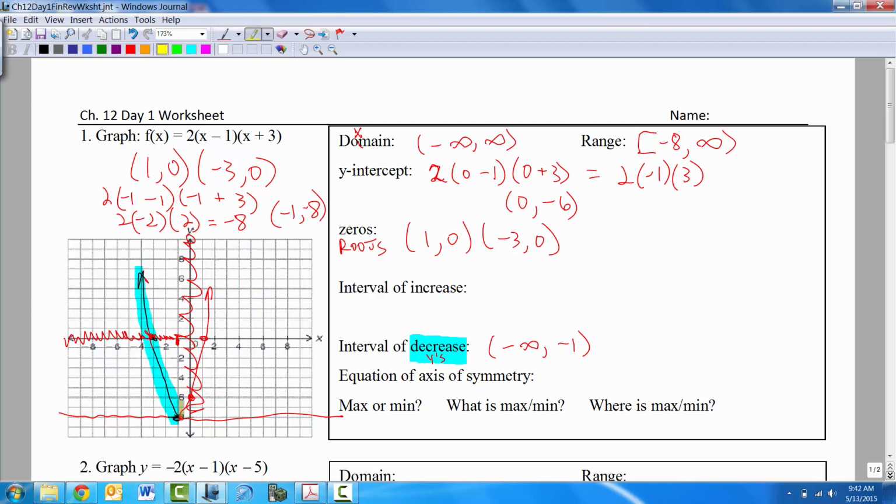Then what's my graph doing here? Increasing. What x's make the increasing behavior? These x's in order, from negative 1 to infinity.